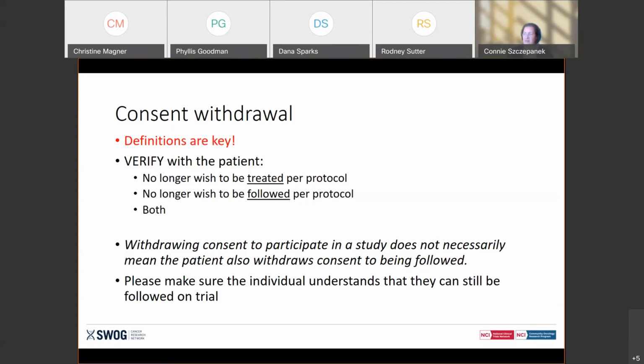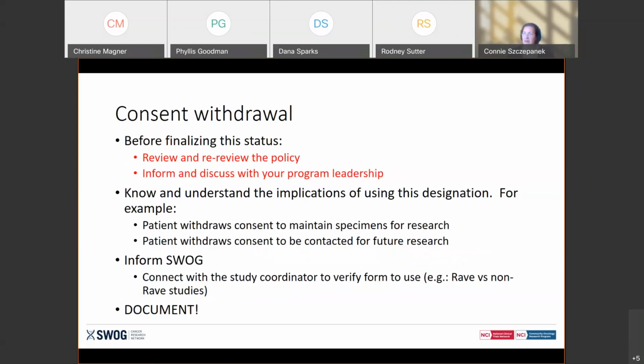So take time to explore the words. Make sure that they understand they can still be followed and that you'd like to still share information with them. Next slide, please. Hi, Connie, you have 5 minutes.